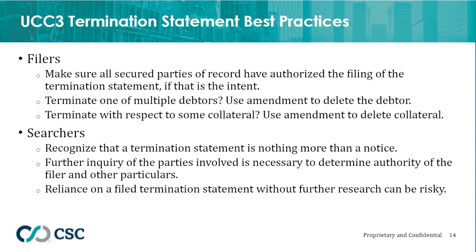Sometimes it's by mistake. Somebody transposes numbers on a financing statement file number. Sometimes a new lender may assume they're authorized to file a termination statement because there's no outstanding balance with the prior lender or something like that. There's all sorts of reasons why they can be filed by mistake. And if it's not authorized, it's simply not going to be effective.